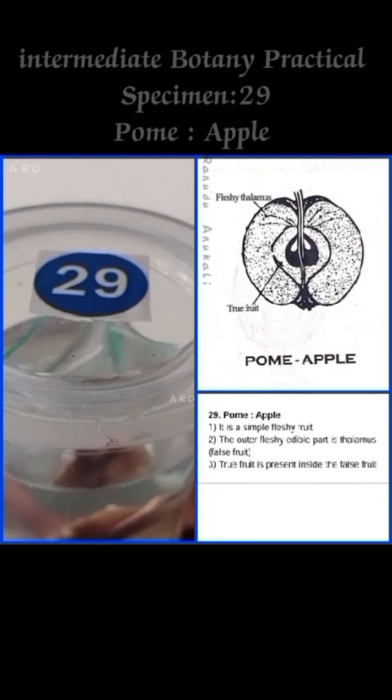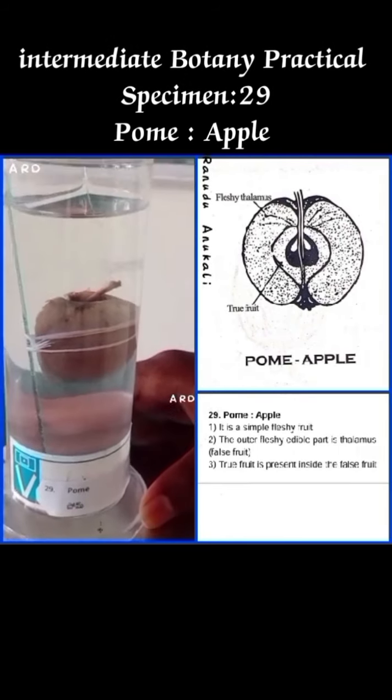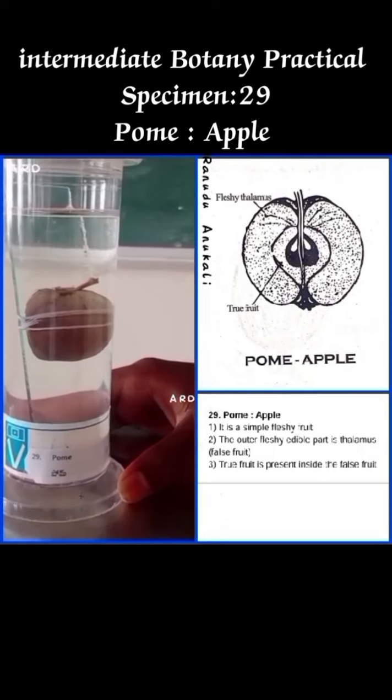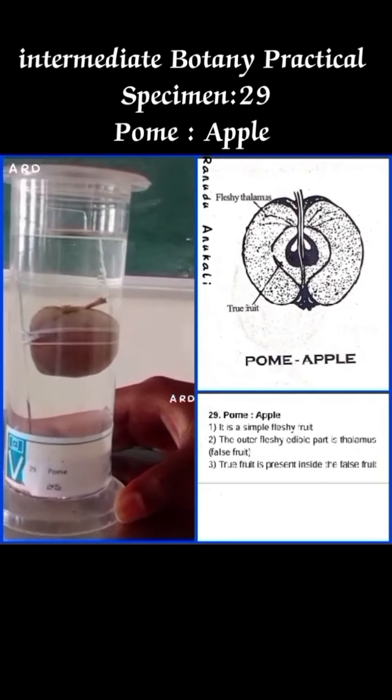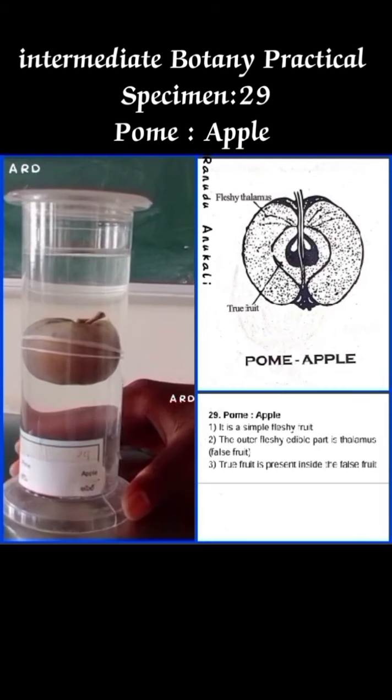Number 29. Specimen. Pome, apple. It is a simple fleshy fruit. The outer fleshy edible part is thalamus. The true fruit is present inside the false fruit.